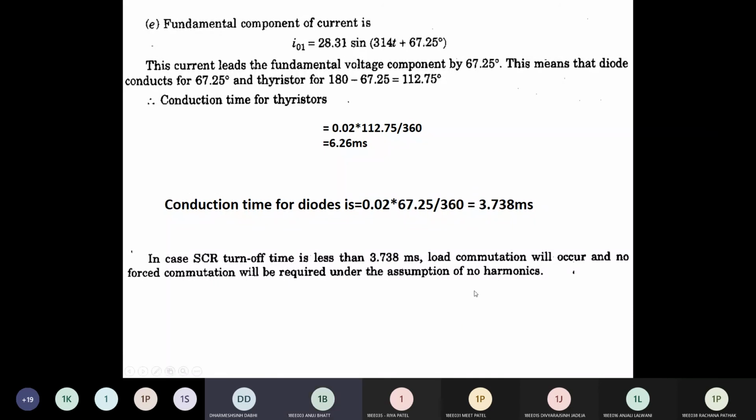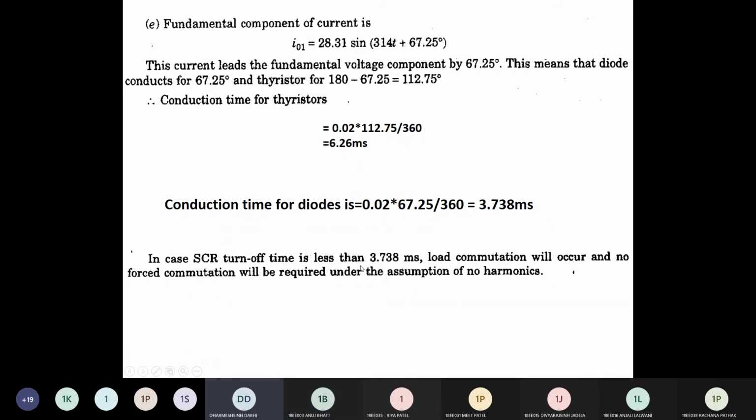Clear? But with the assumption that no harmonics are present in your load. Because we calculated this conduction time of thyristor and diode with the assumption that only the fundamental component is present. You can see it. We take only the fundamental component of current. Clear? So I hope all of you understand this example.